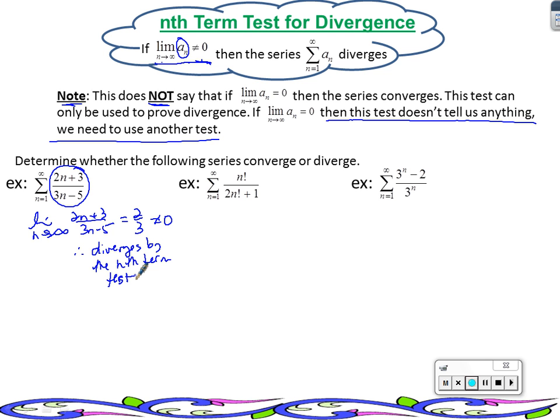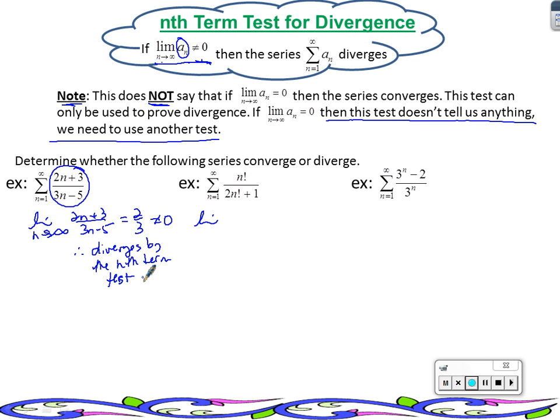Let's look at the next one. Let's work on this test again. Now, I do want you to notice, because I keep getting asked, what work do I need to show? This is the work that you would need to show right here. You would need to show the limit, what you're taking the limit of, the answer to the limit. It's not 0. And you say diverges by the nth term test.